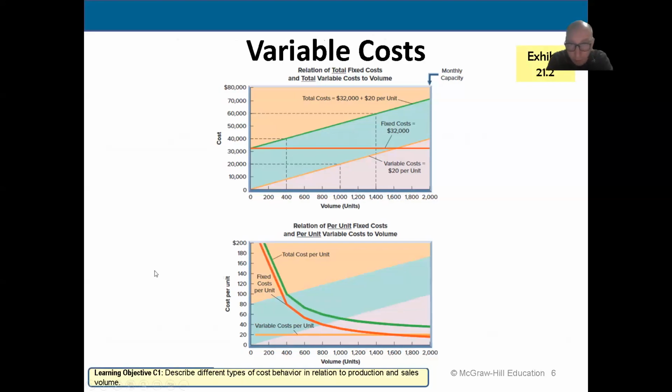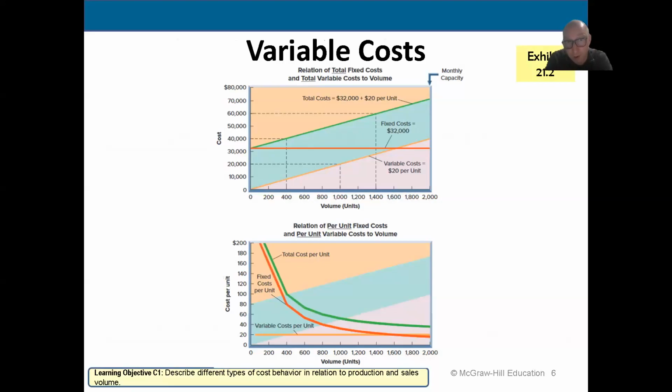We do the same thing with variable costs. Looking at variable costs per unit and total variable costs. Total variable costs, of course, rise with the level of output, as shown by the light orange color at the top. And then we also see that if we look at it on a per unit basis, variable costs remain the same. Remember, variable costs represent direct labor, direct material, factory overhead, the cost of manufacturing a single unit.